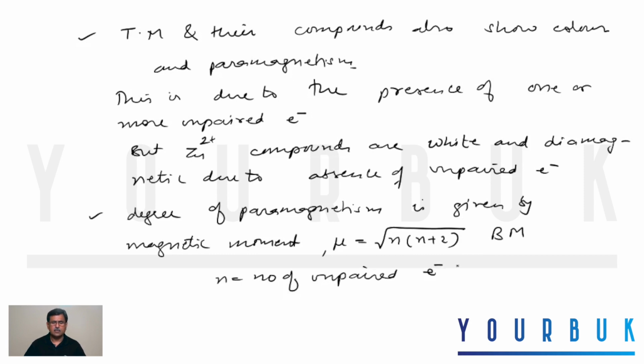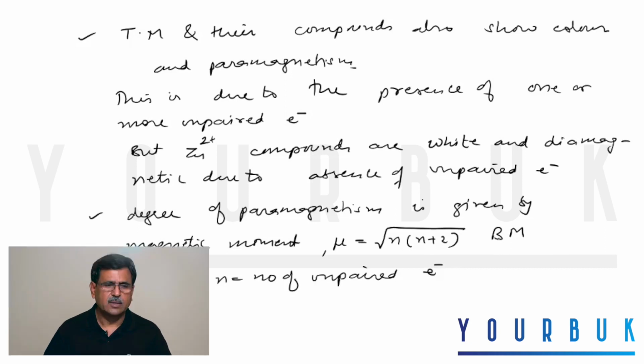So if you have unpaired electrons present, mu will have a non-zero value. If you have all electrons paired, then the magnetic moment will have a zero value. So these are some properties of the d block elements.